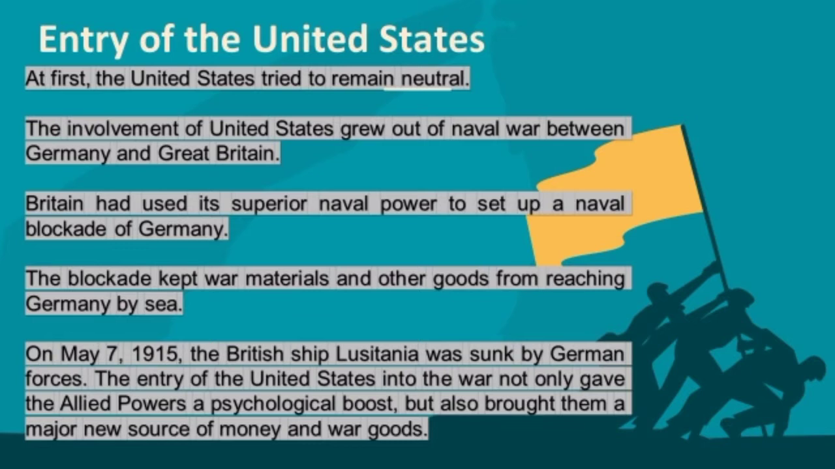On May 7, 1915, the British ship Lusitania was sunk by German forces. There were about 1,100 civilian casualties, including over 100 Americans. By January 1917, however, the Germans were eager to break a deadlock in the war.